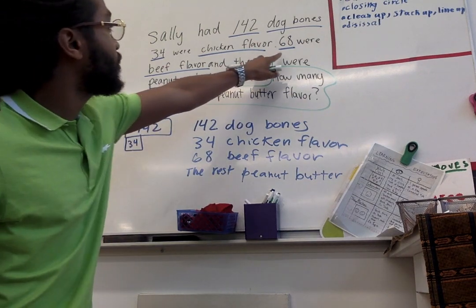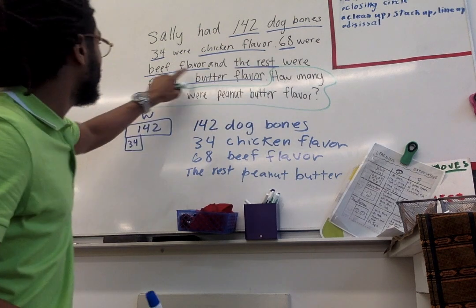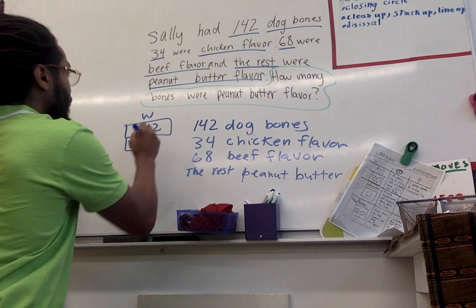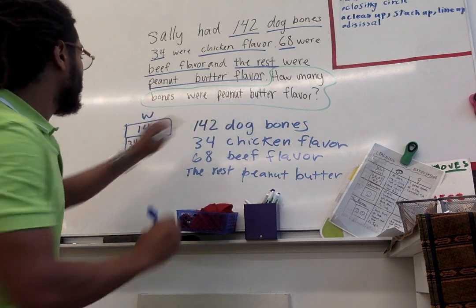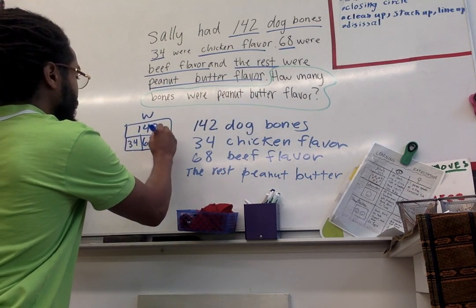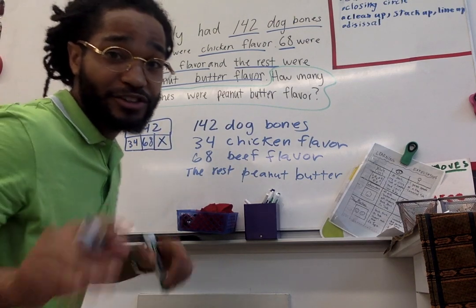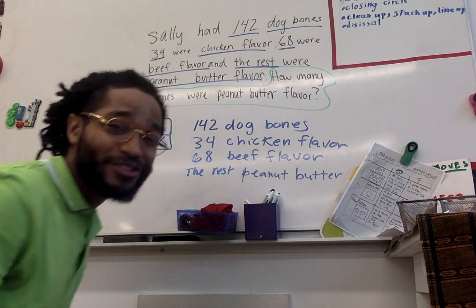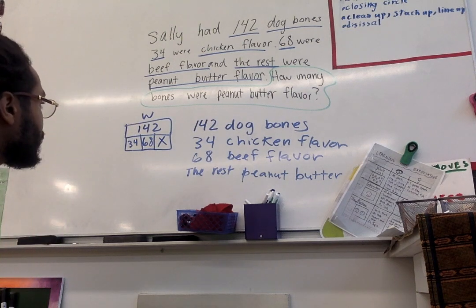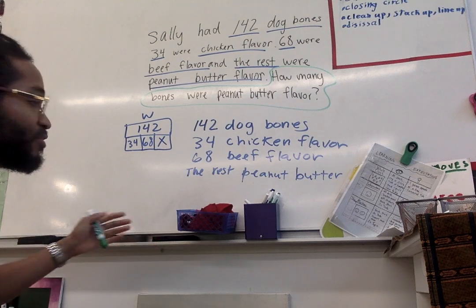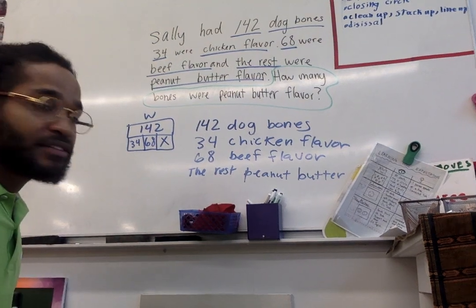I see the 68 with beef flavor. 68. And then the rest with peanut butter flavor. So that's another part. This is a mystery. I'm just going to put the letter X. Got to find out what the letter X is. This is early algebra, y'all. Third graders, you're doing algebra already. So what is X? The rest of the peanut butter flavor, what is X?